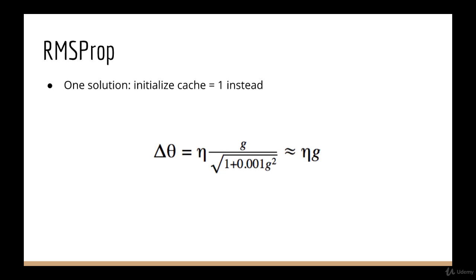One solution to this is to set the cache to 1 instead. By manipulating the RMS prop update a little bit, we can show that this gives us approximately what the update would be if we weren't doing RMS prop at all. Or in other words, the effective learning rate is approximately equal to the initial learning rate divided by 1.